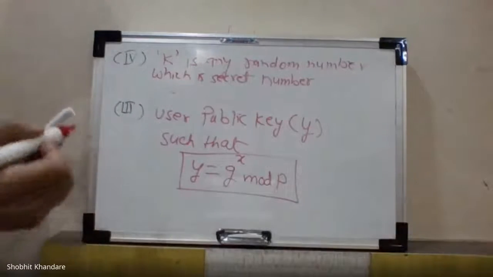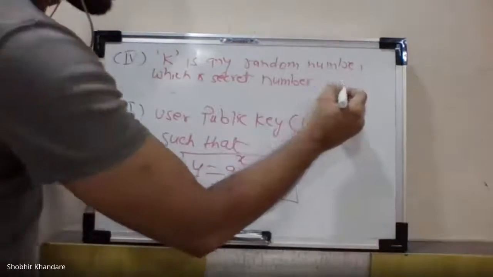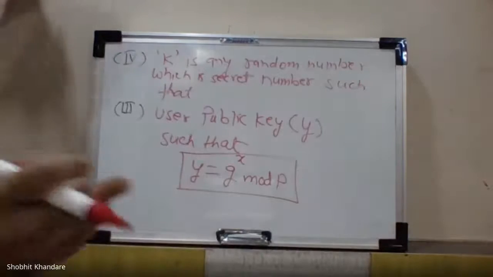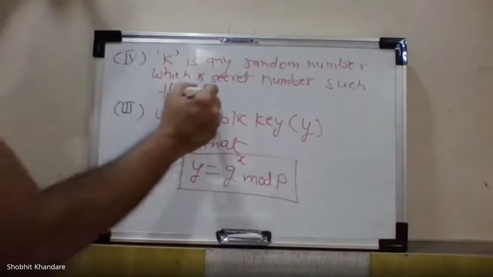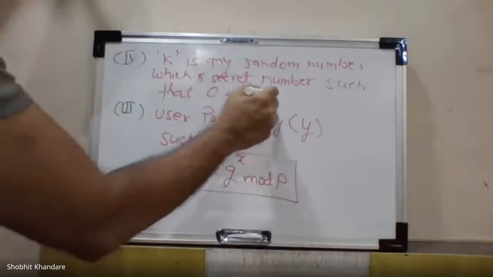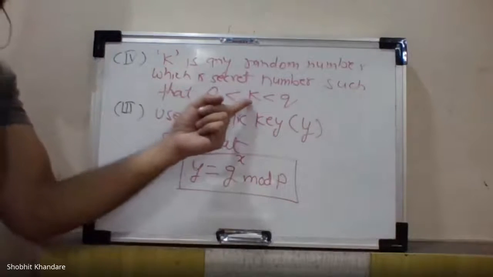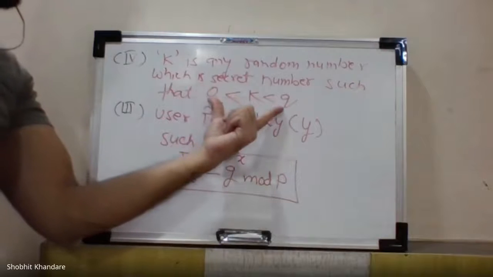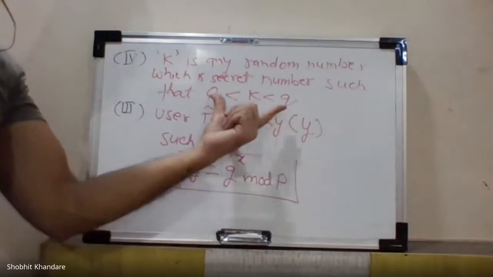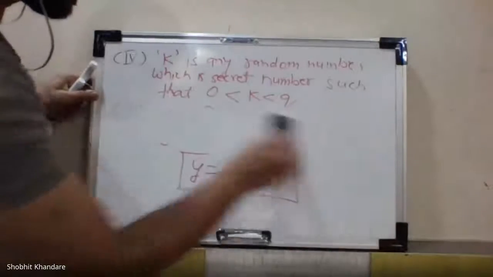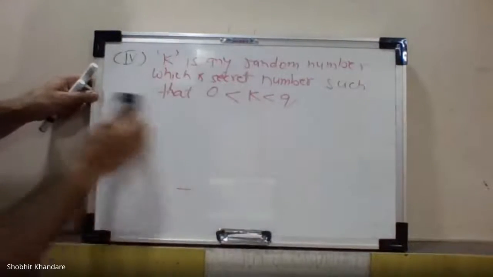Such that, now see, the number we can take, but that number should be such that it lies between 0 and q. The number, that is small k, should lie between 0 and q. This is Roman number 4. Then comes Roman number 5.